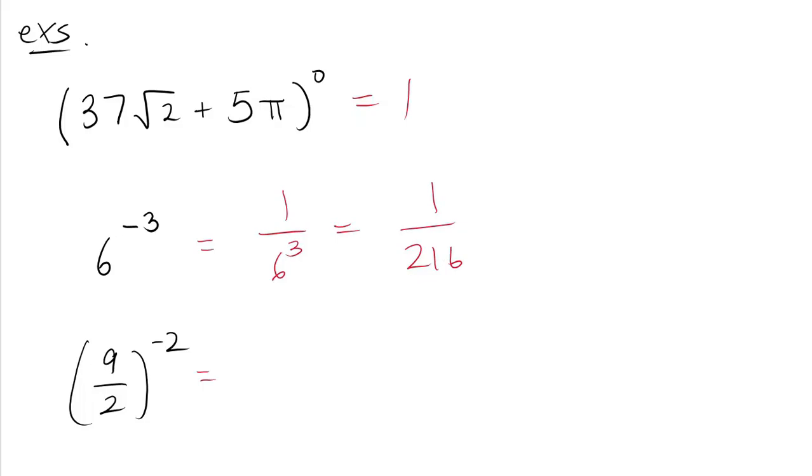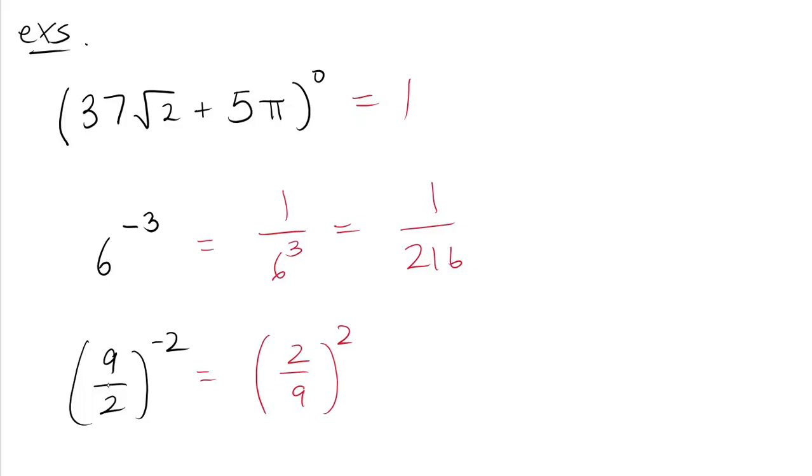For the last example, I wouldn't rewrite it using that same rule. Instead, I think about what it means. I take the reciprocal of the base and I raise it to the positive power. So rather than rewriting it as 1 over (2/9) squared, which is correct, I would just write this as (9/2) squared.